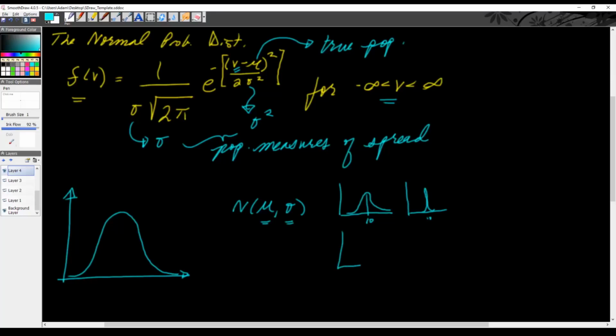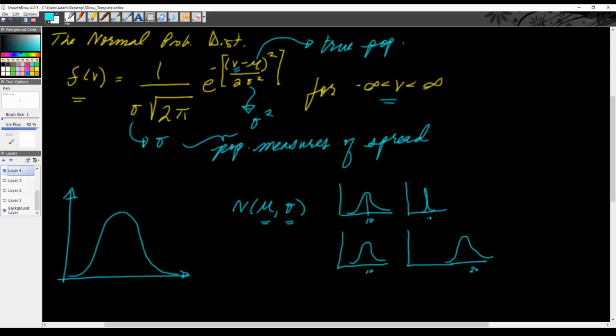And we might have a couple of normal distributions that have different means. So that might be 10, and let's say this is 20. So different means, but about the same standard deviation. Of course, that's not drawn to scale. But the point is this: the shape of the curve is defined by the mean and the standard deviation.